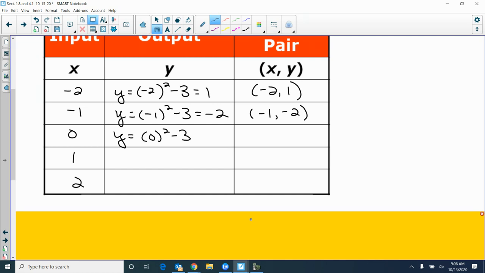So, Jalen, what do you get when you plug in 0? You got your calculator? Okay, so do 0 squared minus 3. -3. Say that again? I have it written down, it's just never dawned on me that's what that was. Okay, good. So 0, -3. Now you plug in 1, you plug in 2.